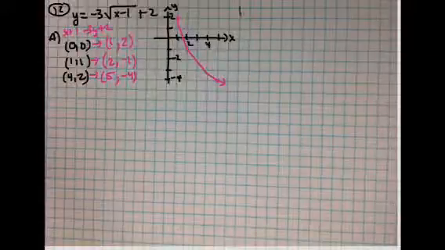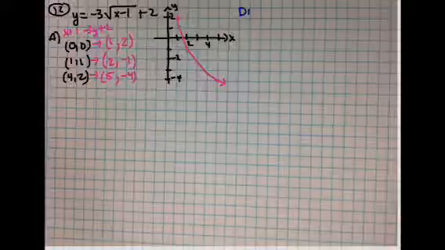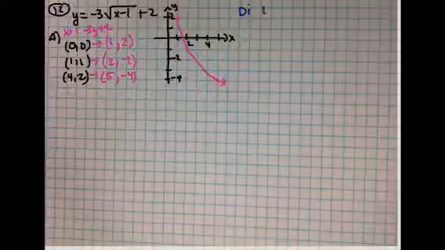So the domain is, and they wanted it in interval notation, so we want all numbers greater than or equal to 1. So the domain's going to be from 1 to infinity. Bracket on the 1 because it includes the 1.